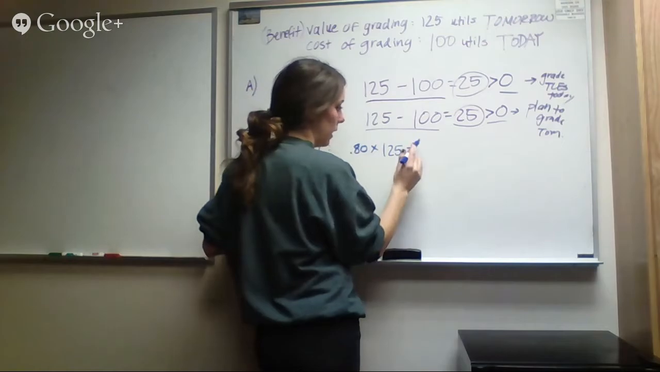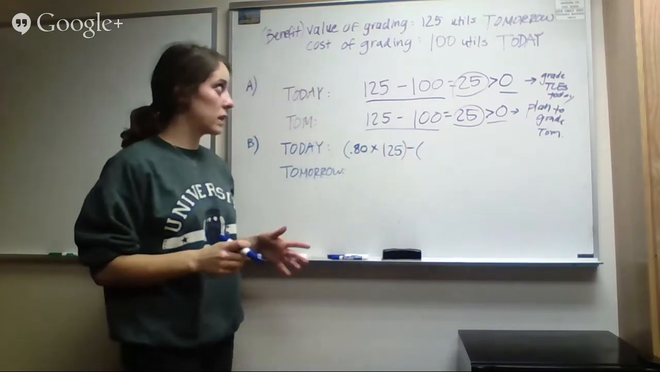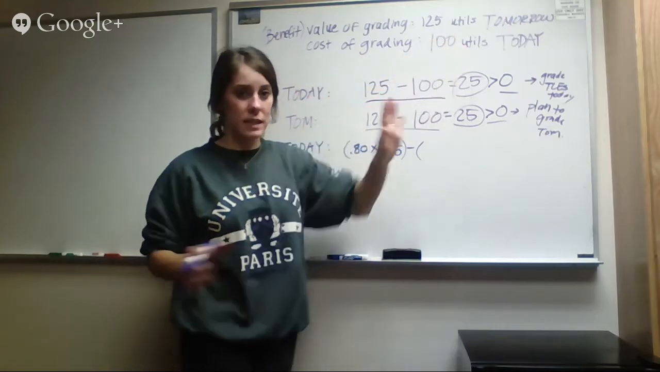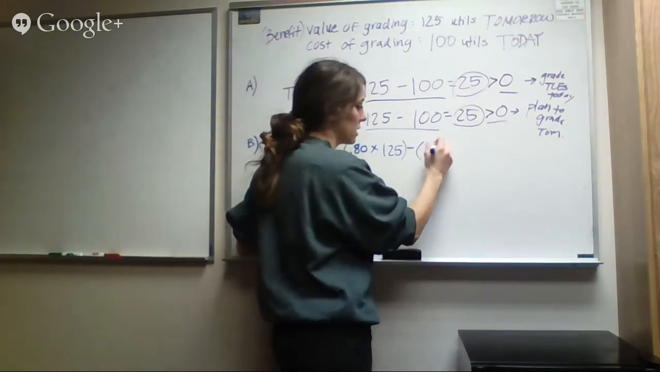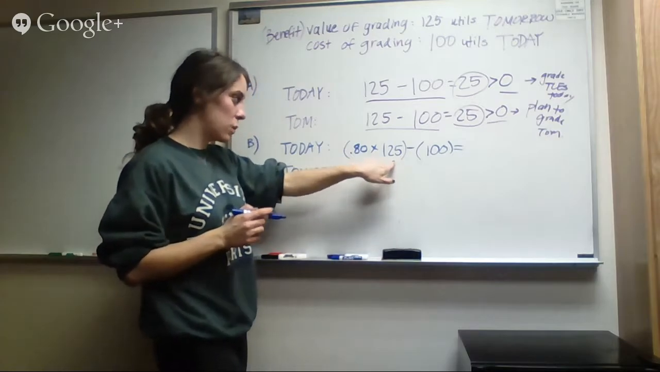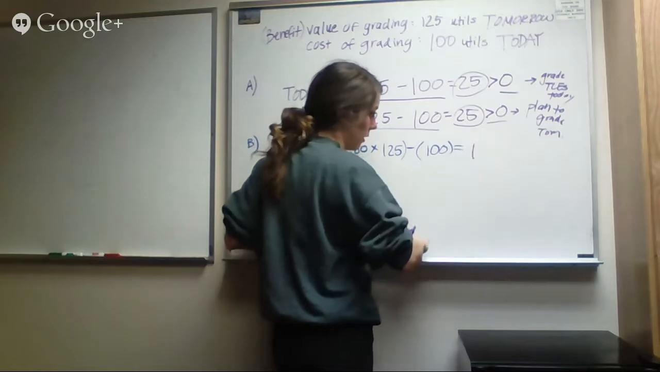And then we're also still going to subtract the cost that we're going to incur, and that cost is incurred immediately. So there's no discount on it. There's no 80% discount or 20% discount on it. So we just subtract the full 100, and 80% times 125 is 100. So 100 minus 100 is 0.